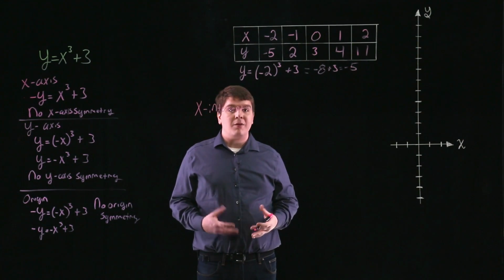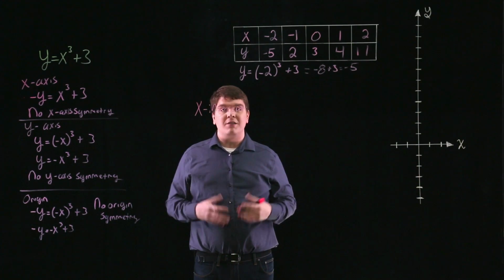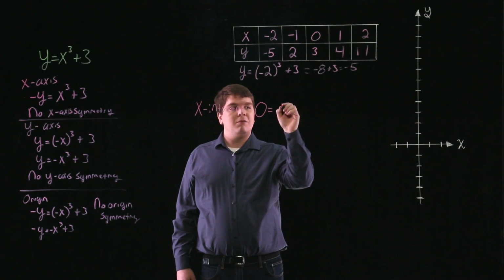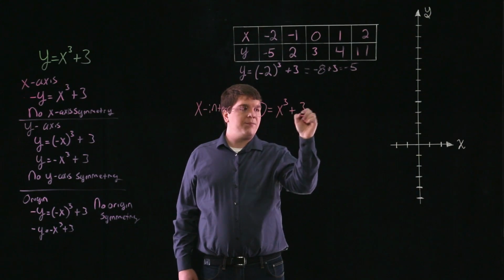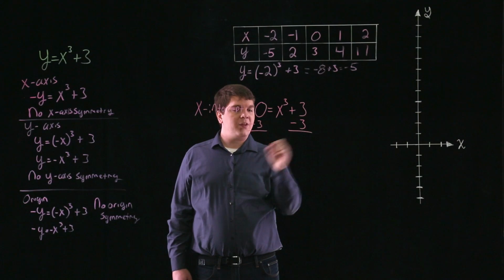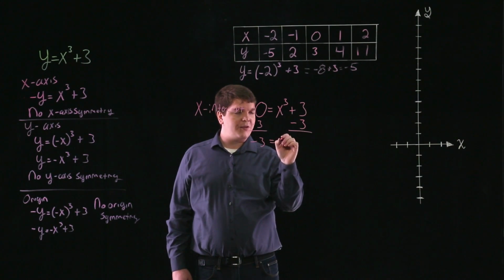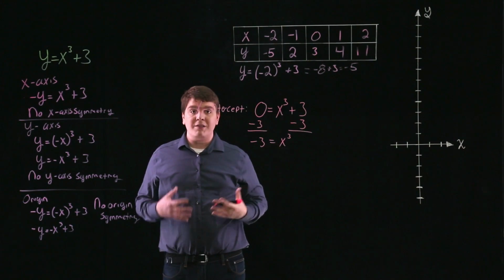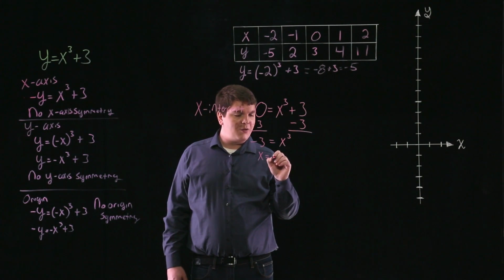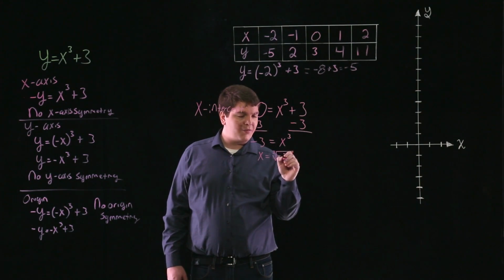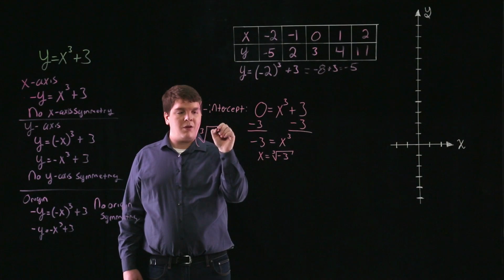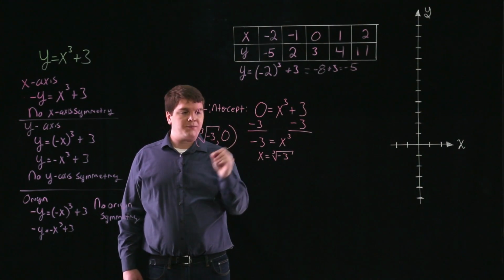Now to find the x-intercept, we set our y value in the original equation to 0 and solve for x. So doing so, we have 0 is equal to x cubed plus 3. Now we wish to solve for x. We'll subtract 3 from each side of the equation, leaving us with negative 3 is equal to x cubed. And from here, we can take cube roots of both sides of the equation, giving us x equals the cube root of negative 3. So our x-intercept then is the point cube root of negative 3, 0.